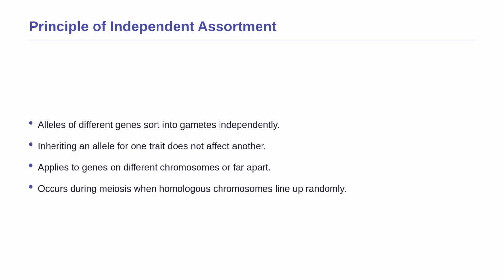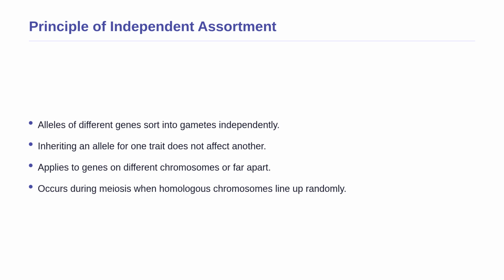Having mastered how single traits are passed down, this brings us to Mendel's second law, the principle of independent assortment. Why is this important? Without this principle, traits would always be inherited together in rigid blocks, severely limiting variation. This law states that the alleles of 2 or more different genes get sorted into gametes completely independently of one another.